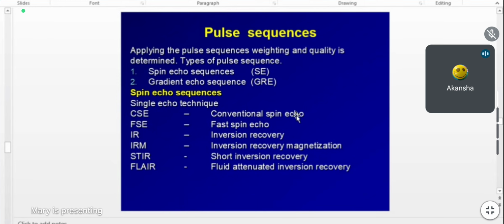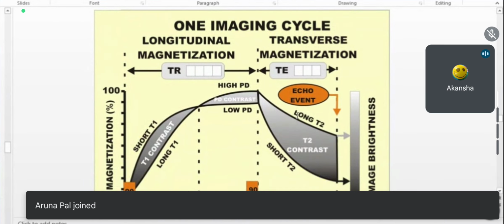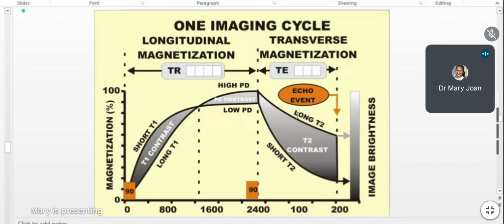By applying the pulse sequences, the weighting and quality are determined. So do we always have to acquire T2 weighted imaging only? No, it depends on what contrast we want to see. Depending on different clinical conditions, something is seen brighter in T1 contrast and something else is seen brighter in T2 contrast. What we actually want to see, and which will look better for the physician to identify the deformity, accordingly we see the T1 or T2 contrast images.